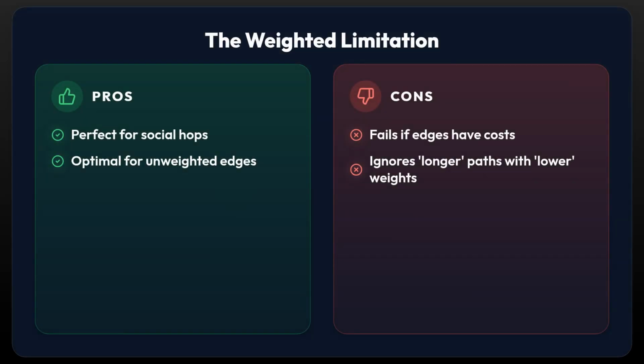However, BFS is not a silver bullet. Its optimality collapses the moment we introduce edge weights. BFS assumes one hop equals 1 unit of cost. If you have a graph where one road takes 10 minutes and another takes 1 minute, BFS will choose the path with fewer segments, even if that path takes 10 hours. For weighted graphs, we must upgrade to Dijkstra's algorithm.